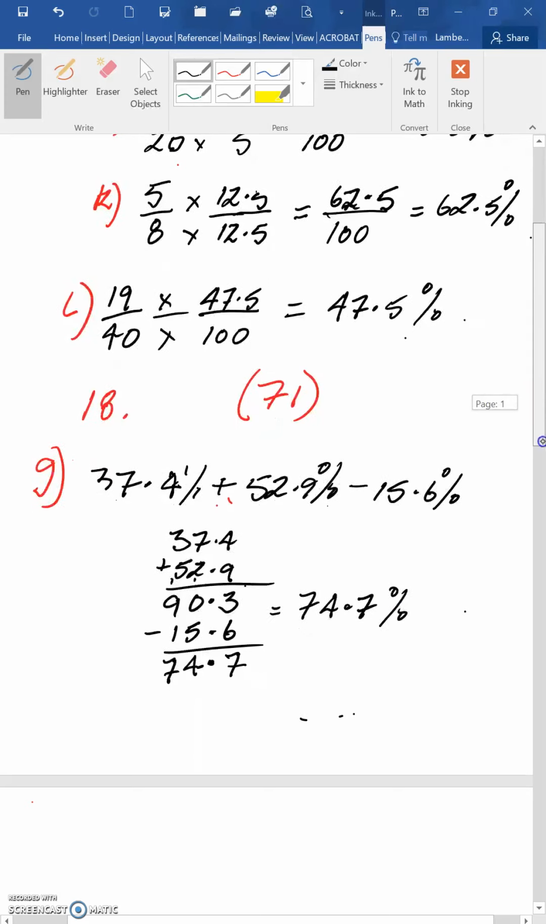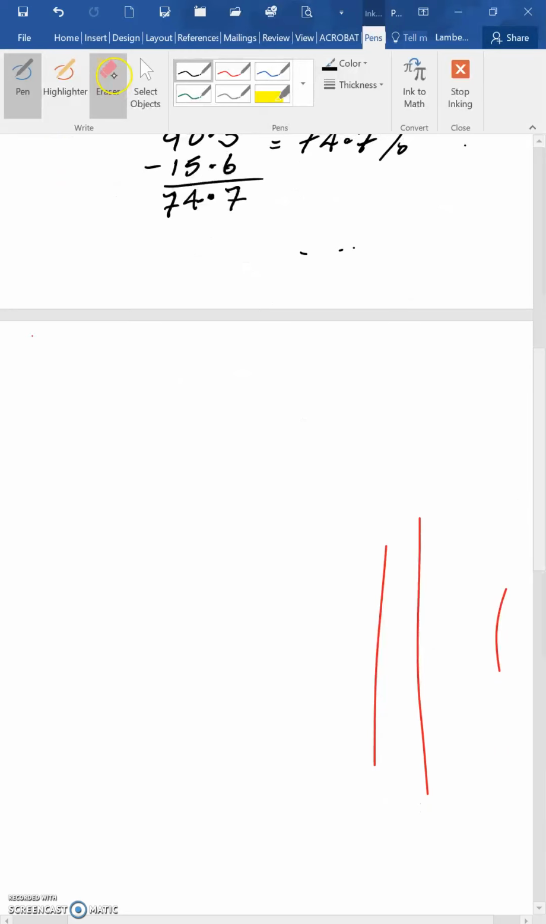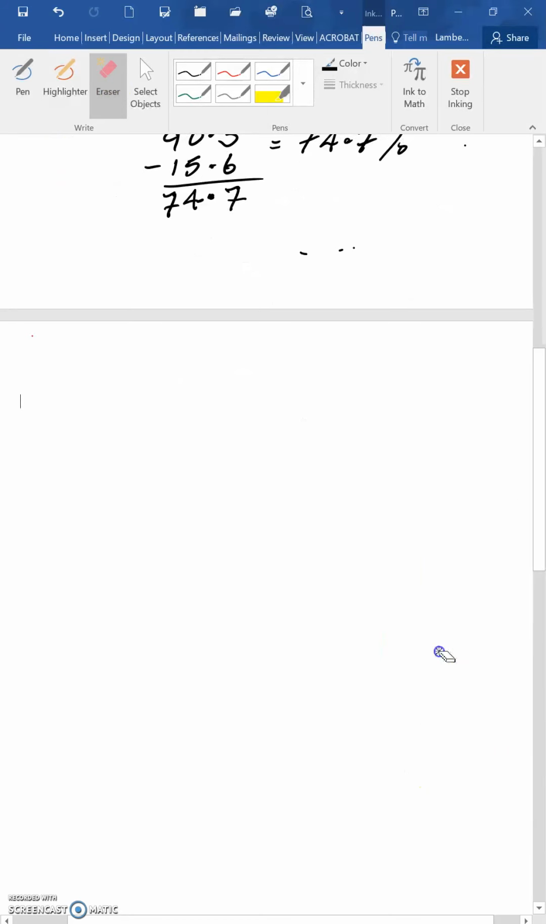What we can do is now have a look at question 25. Hello, we've got a mistake here. Get rid of that. Question 25. Question 25 is about how many people are at a party. So let's put the information required first.